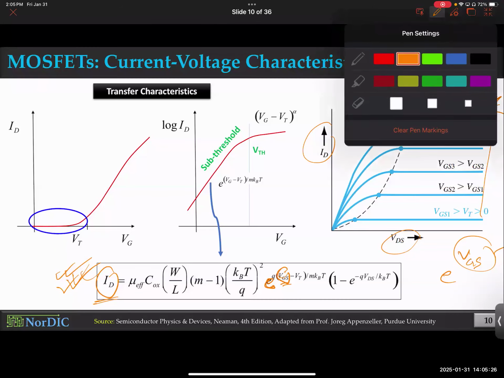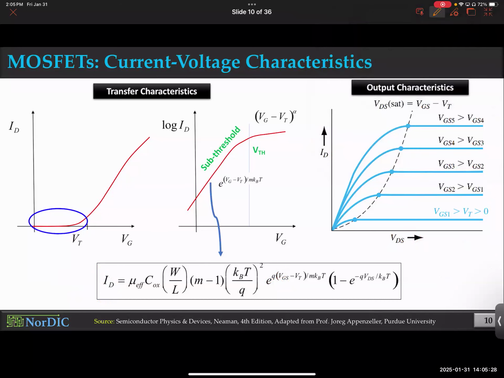So there is an entire field of VLSI that deals with sub-threshold circuit design, where they try to achieve interesting circuit features working within the sub-threshold level.